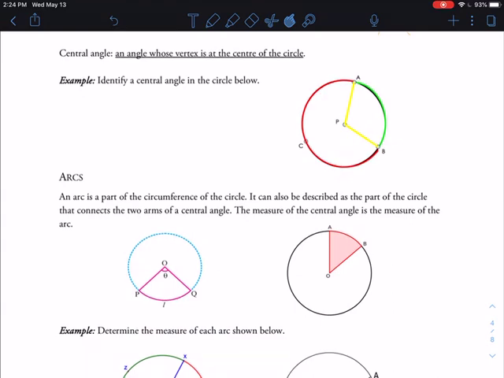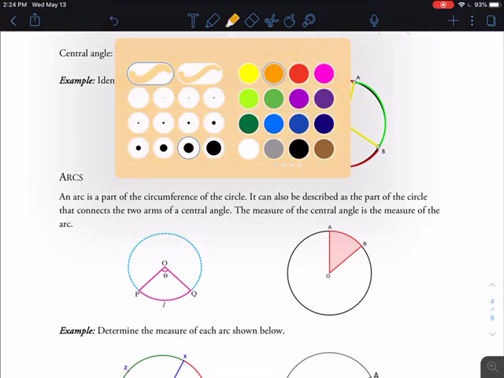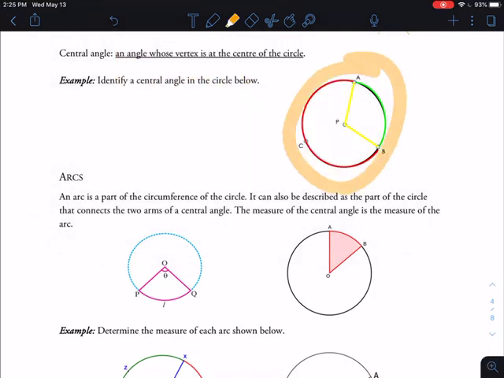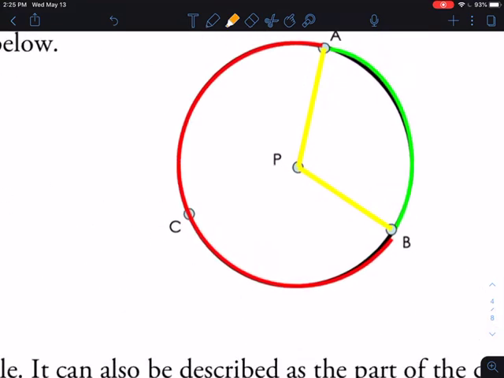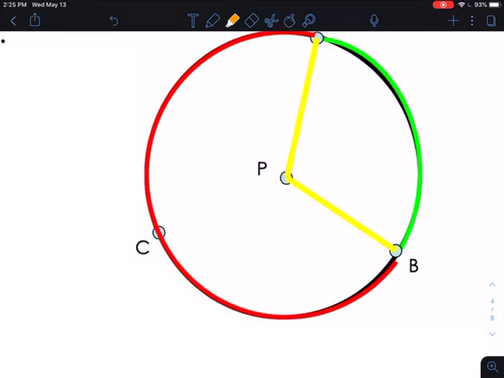And a central angle is an angle whose vertex is at the center of the circle. So it just means that, like you see in this circle here, there's an angle here, right? And it is following this directive because it does have its vertex at the middle of the circle. If I take that highlighter off, you can see that the vertex, where the angle is formed, is right here at the center of the circle.